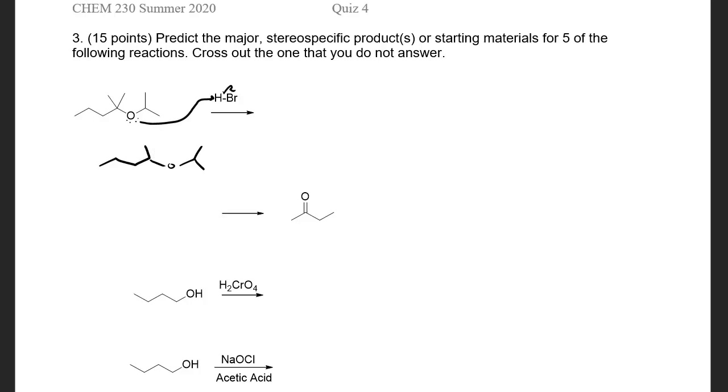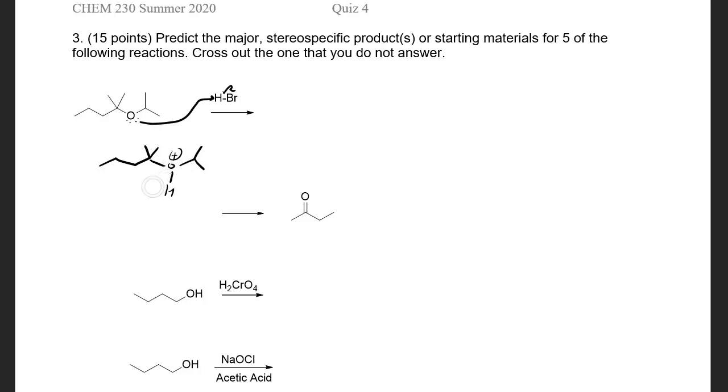Those 2 methyls didn't look very good. All right, now we have a hydrogen attached here and a positive charge there. So we basically don't have enough room for the backside attack for Br to come in. So it's definitely going to be an SN1 type reaction.